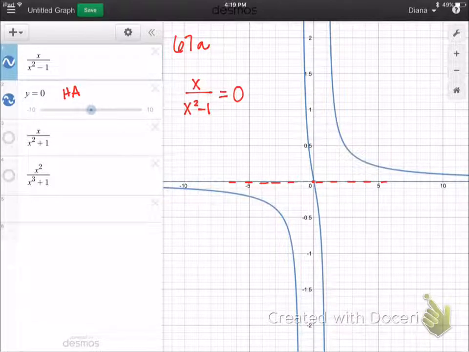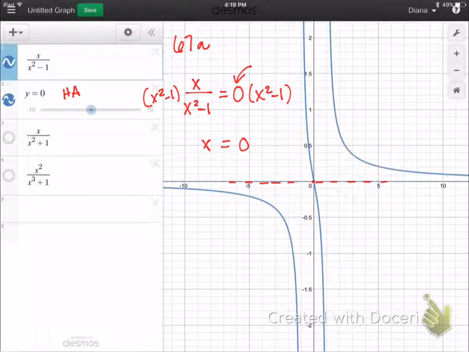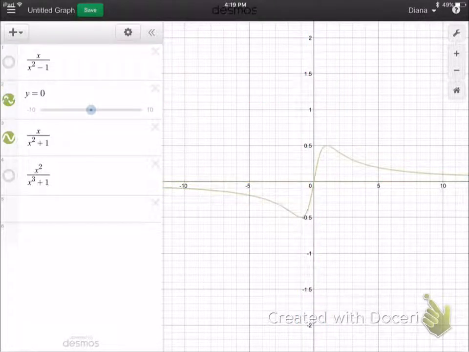If you solve this equation, you're going to multiply both sides by x squared minus 1, which is going to give you a 0 over here on the right-hand side, and on the left-hand side you get x equals 0. So when we made y equals 0, we saw that x equals 0. So we've confirmed both graphically and algebraically that this function does indeed cross its horizontal asymptote. Let's look at another one.